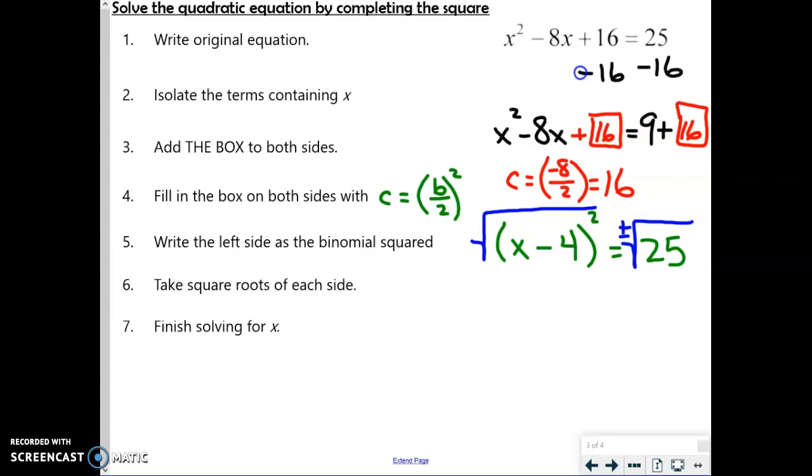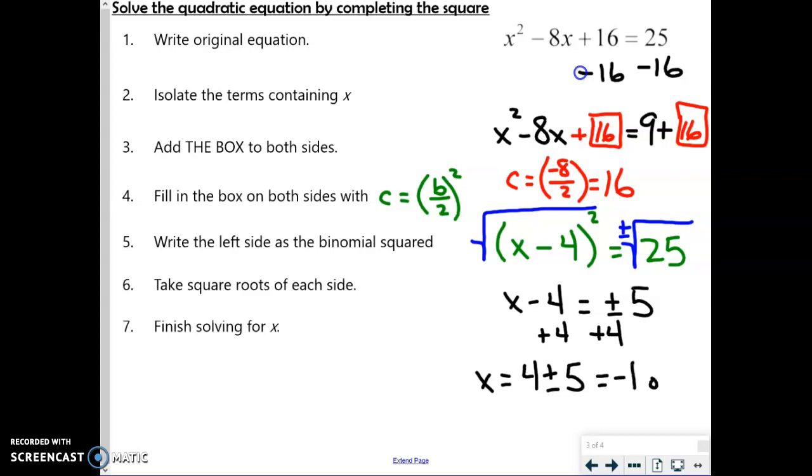So in this case, ladies and gentlemen, if we do that, that would leave us with, first of all, x minus 4 is equal to plus or minus 5. So then we'd simply add 4 to both sides, and that would leave us with x is equal to 4 plus or minus 5, or the answers would be 4 minus 5 is negative 1, and 4 plus 5 is 9. So the final answer to our problem here would be x equals negative 1 or 9.